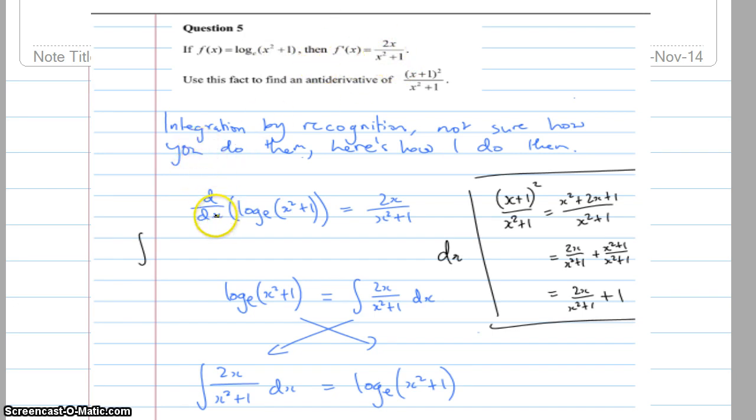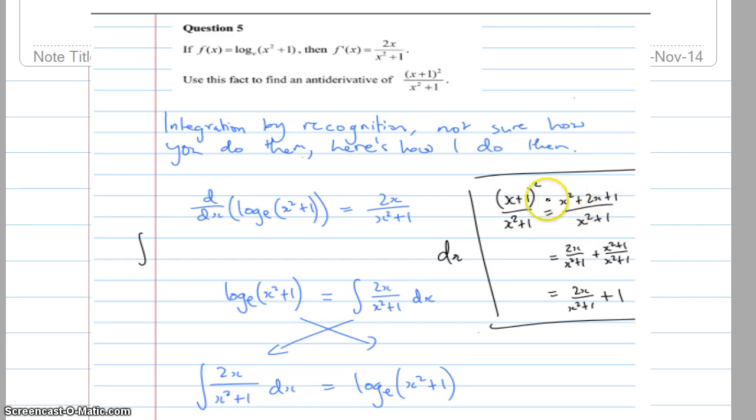So what I do is I write that down here. I write the derivative of that equals that. Okay, and then it says to use this fact to find out the antiderivative of this thing over here. Now I can see that this thing is actually similar to this, but not quite the same. So what I'll do is I'll expand that over the top here, off to the side.